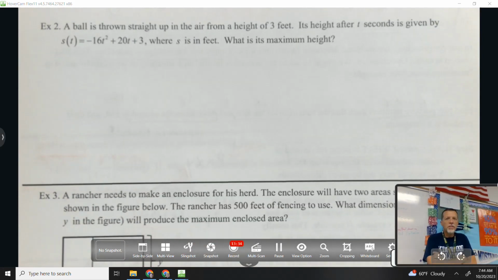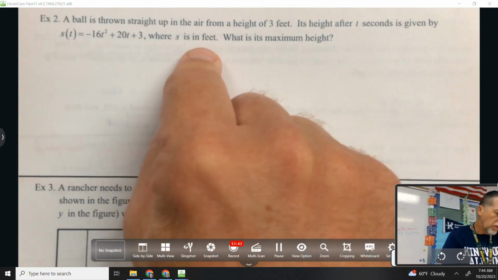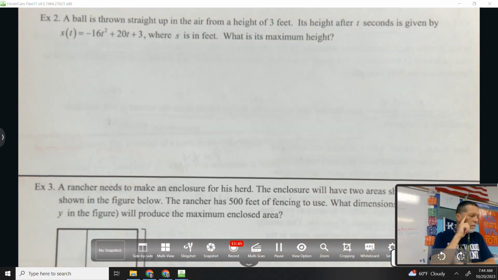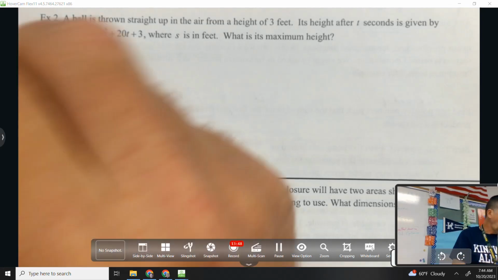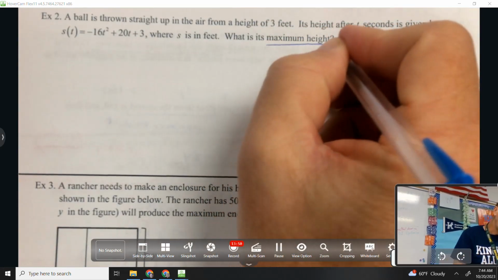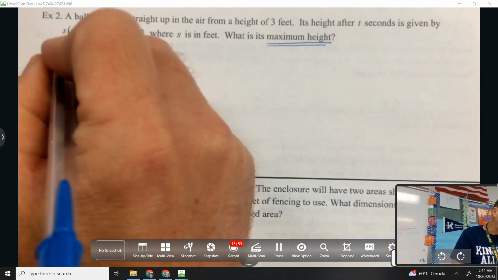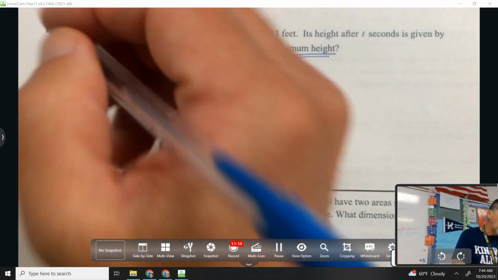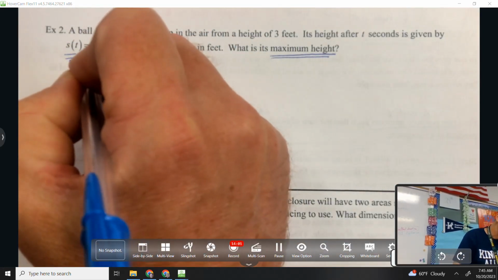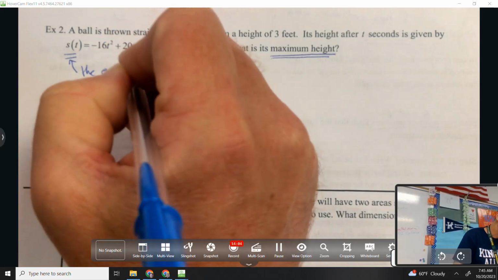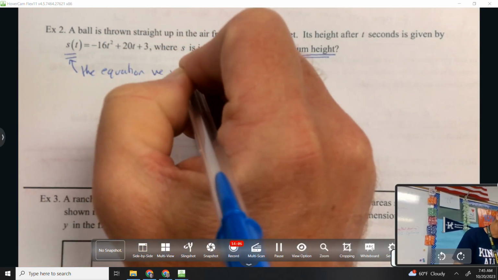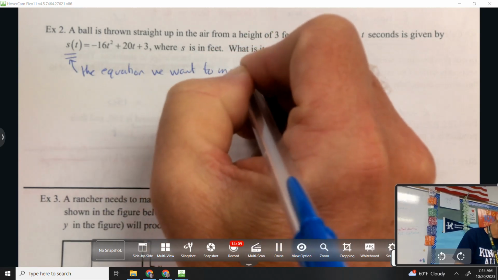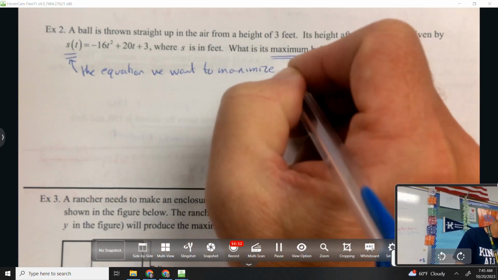Number 2. A ball is thrown straight up in the air from a height of 3 feet. Its height after t seconds is given by this equation, where s is in feet. What is its maximum height? Okay, so we want to maximize height. We have an equation for height. Oh, this is good news. We have the equation we want to maximize. Already given.